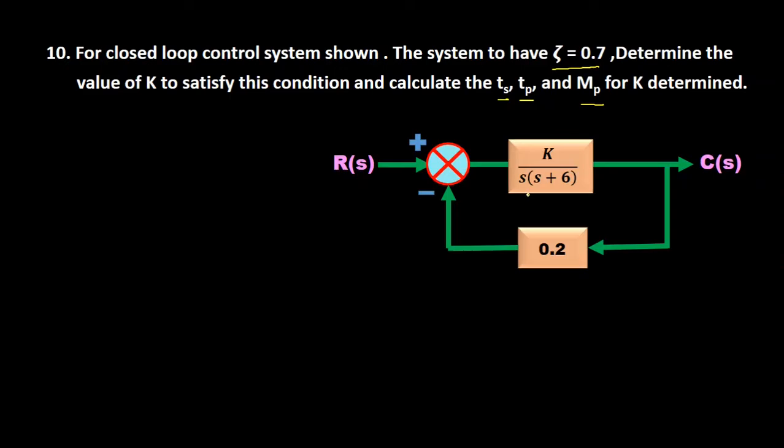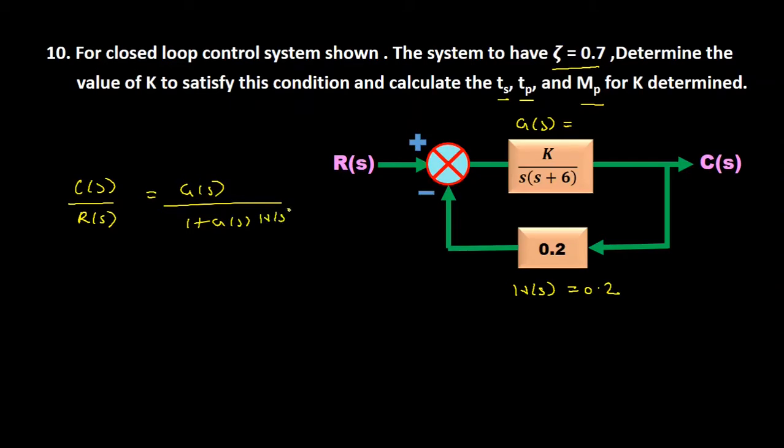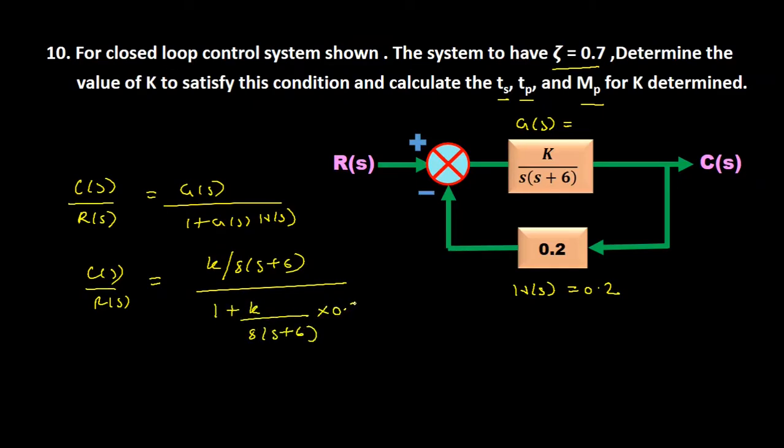So this is the control system given. For this system, the forward part transfer function G(s) is equal to K divided by s into (s plus 6) and the feedback part transfer function H(s) is equal to 0.2 is given. For such type of system, the closed loop transfer function C(s) by R(s) is equal to G(s) divided by 1 plus G(s) into H(s). Now we put the value of G(s) and H(s) here. We'll get C(s) by R(s) is equal to K divided by s into (s plus 6) divided by 1 plus K divided by s into (s plus 6) into 0.2. When we solve this, we will get K divided by s square plus 6s plus 0.2K.